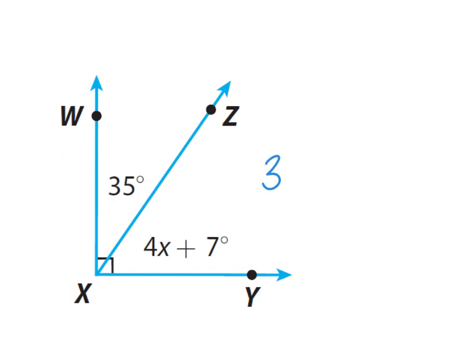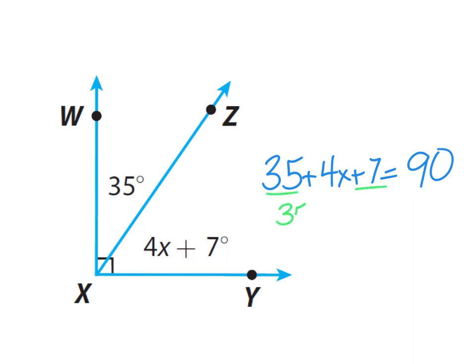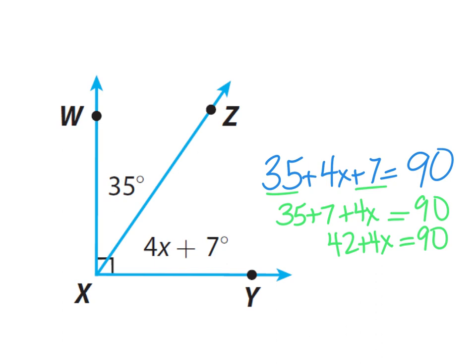We have 35 plus 4x plus 7 equals, again, 90 degrees. I'm going to group my like terms. I have two constants, so I can put those together. 35 plus 7 is going to give me 42, plus 4x equals 90. I want to get rid of that 42, so I'm going to subtract 42.